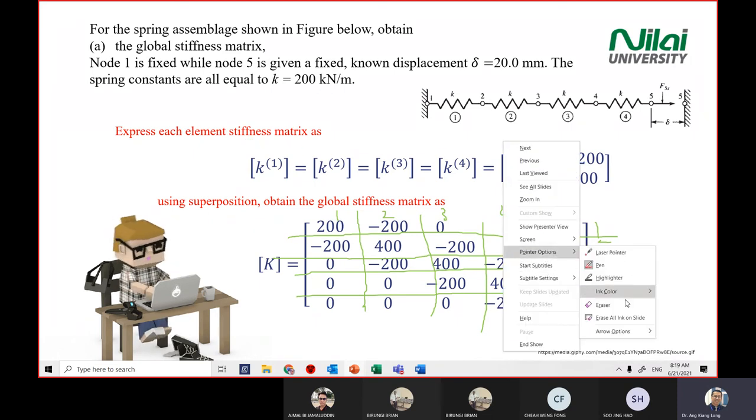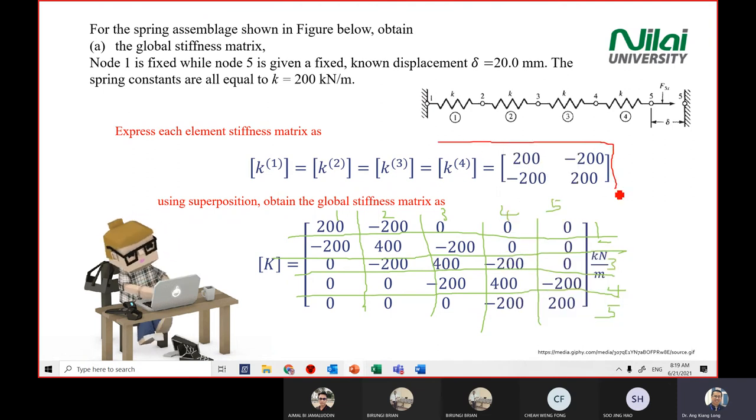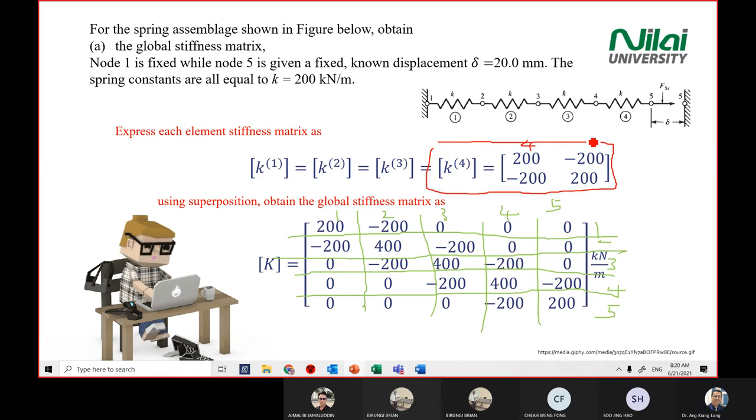Now, for example, just highlight. I think most of you already understand how to park the number, so I will discuss only one. Element number 4 is points 4 and 5. So how do you park 200 in the global stiffness matrix here? This 200 has parking number 4, 4. So you go and find 4 and 4, and there is a 200 here. The final answer is 400 because you have already mixed it with other elements. So this is where you get 400.